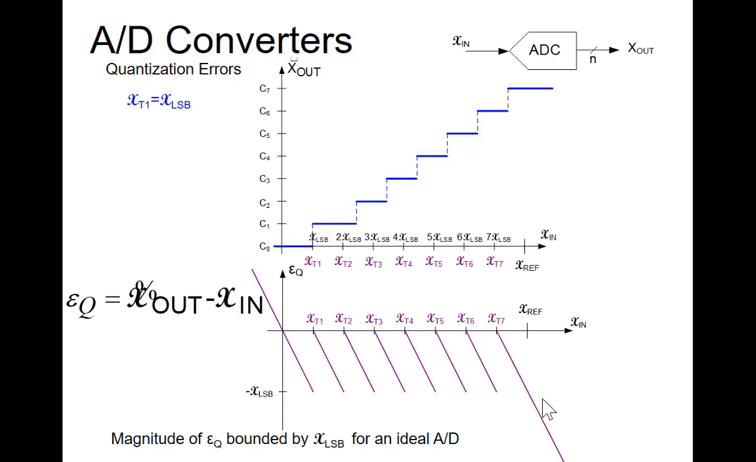The magnitude of the quantization errors are bounded by an LSB for an ideal DAC, for an ideal ADC, excuse me. The magnitude of the quantization errors, at least between 0 and XREF, the magnitude of these right here is 1 LSB. Again, for other ideal ADCs, the magnitude of the quantization errors will still be bounded by 1 LSB.